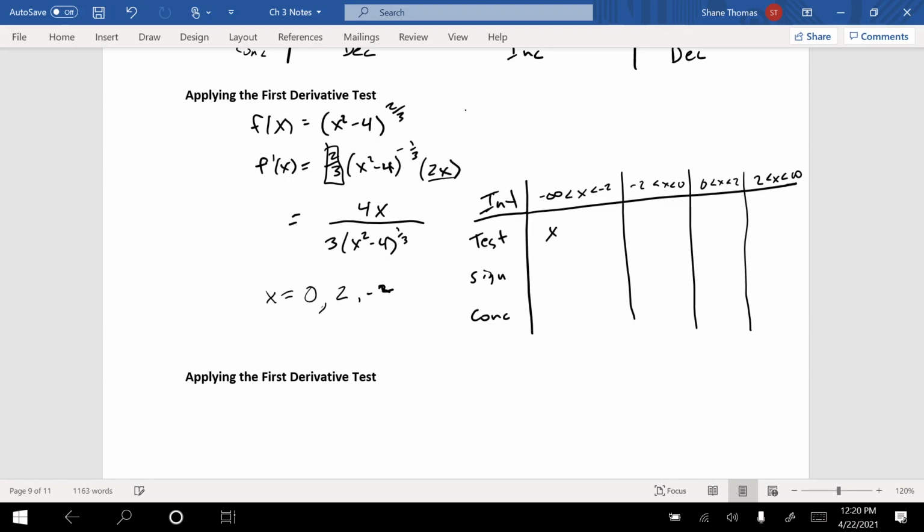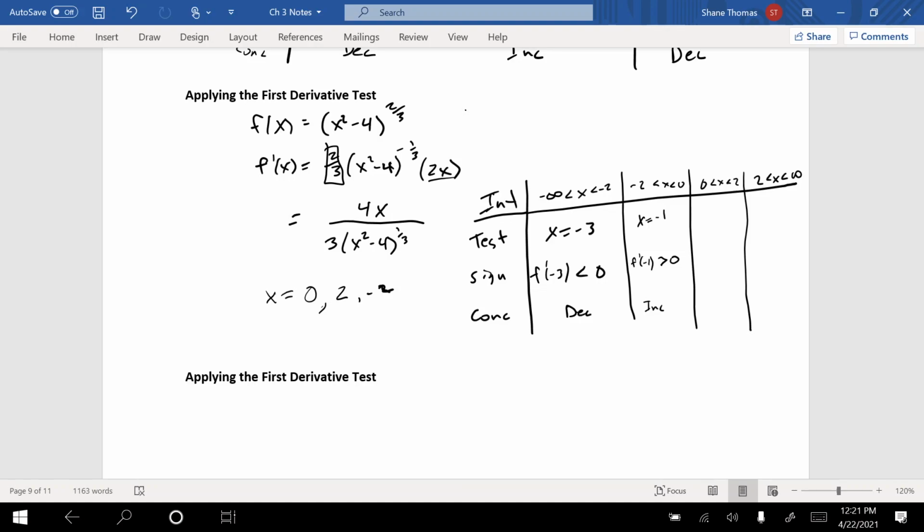All right, so if x is -3, that means f prime of -3. We plug it in, we're going to get a negative number. Okay, if we get a negative number using the first derivative test, that means it's increasing or decreasing? Decreasing. Okay. Next one, between -2 and 0, let's go -1. So I have f prime of -1. Put that in, I'm going to get a positive number. So that means it is increasing.